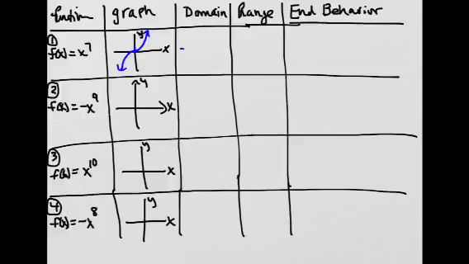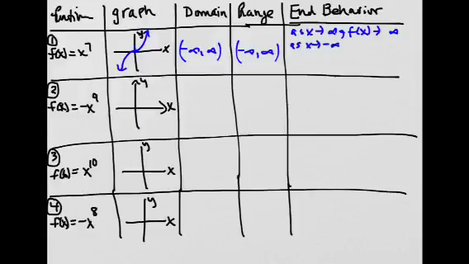The domain is all reals, and the range is also all reals because it goes from top to bottom, never ending, no gaps in the graph. The end behavior is as x goes to infinity, f of x goes to infinity, and as x goes to negative infinity, f of x goes to negative infinity. You could also describe it as down up because the left side goes down and the right side goes up.